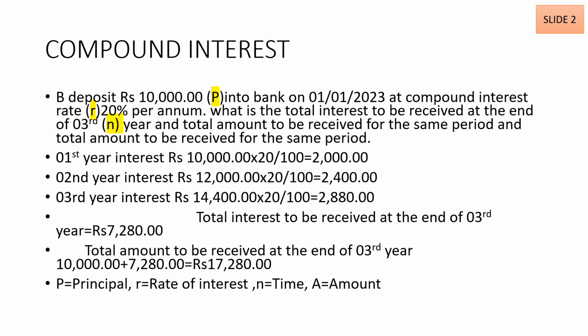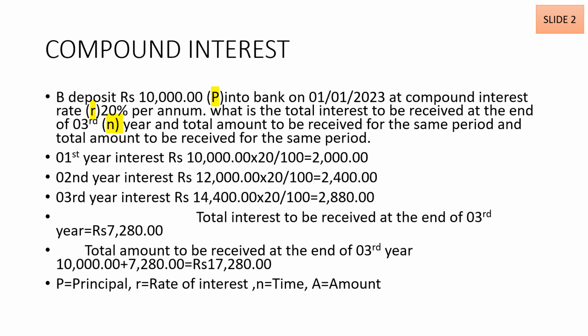Here I have given a sum which is based on the compound interest formula. The sum indicates that B deposits rupees 10,000 into a bank account on 1/1/2023 at compound interest of 20%. The question asked is: what is the total interest to be received at the end of the third year, and the total amount to be received for the same period?